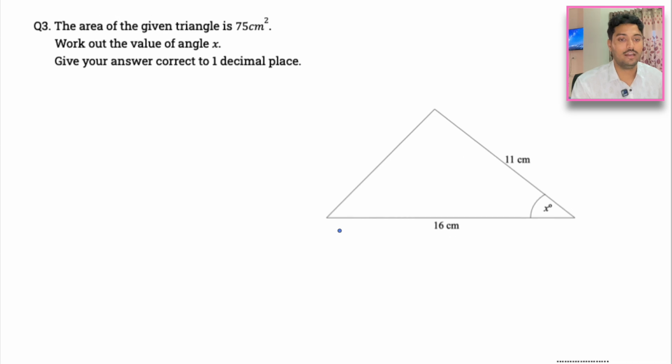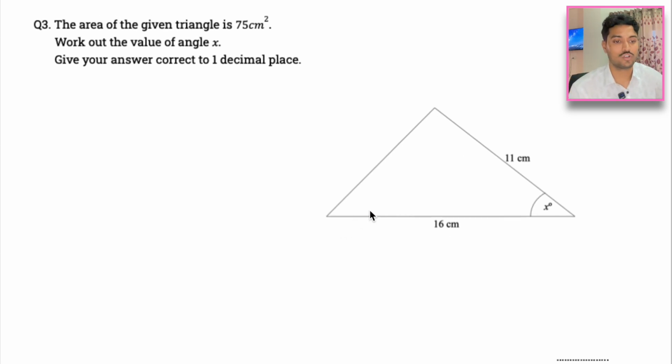Question number 3 says the area of the given triangle is 75 centimeter square. So the area of this triangle is 75. Work out the value of angle x. So this angle x is missing this time, and this length is known, and the area of the triangle is known. We have to work out the angle x.